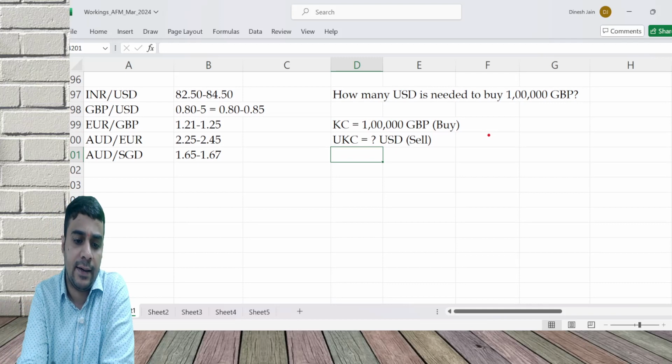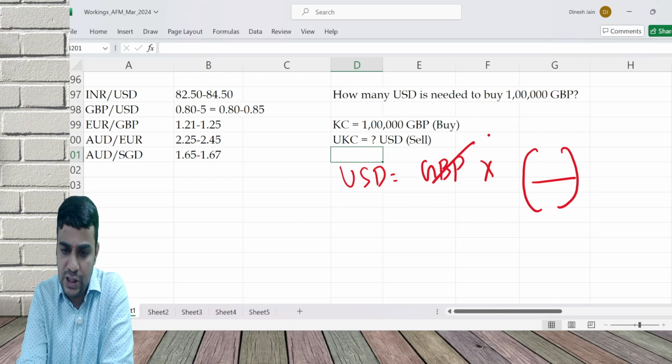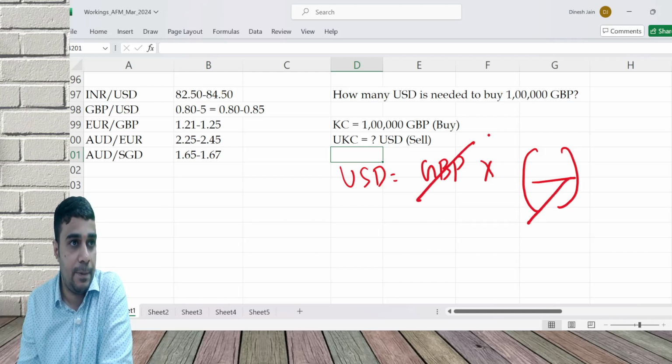So we normally write it like this. USD is equal to GBP into... I should write something here so that GBP gets cancelled and USD comes in the numerator.